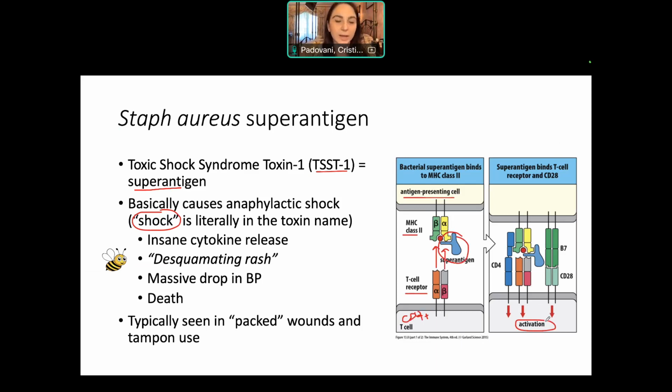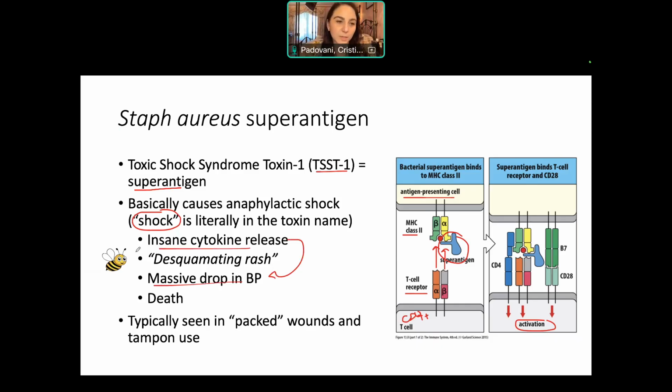So what are some things that you'll see in a vignette to point you in the right direction? You get insane cytokine release, and that leads basically to shock. So I'm going to skip down to your massive drop in blood pressure. That's basically what kills these people. You get tons of vasodilation everywhere because of the cytokines being released. You get tons of inflammation, and then that leads to a shock presentation.